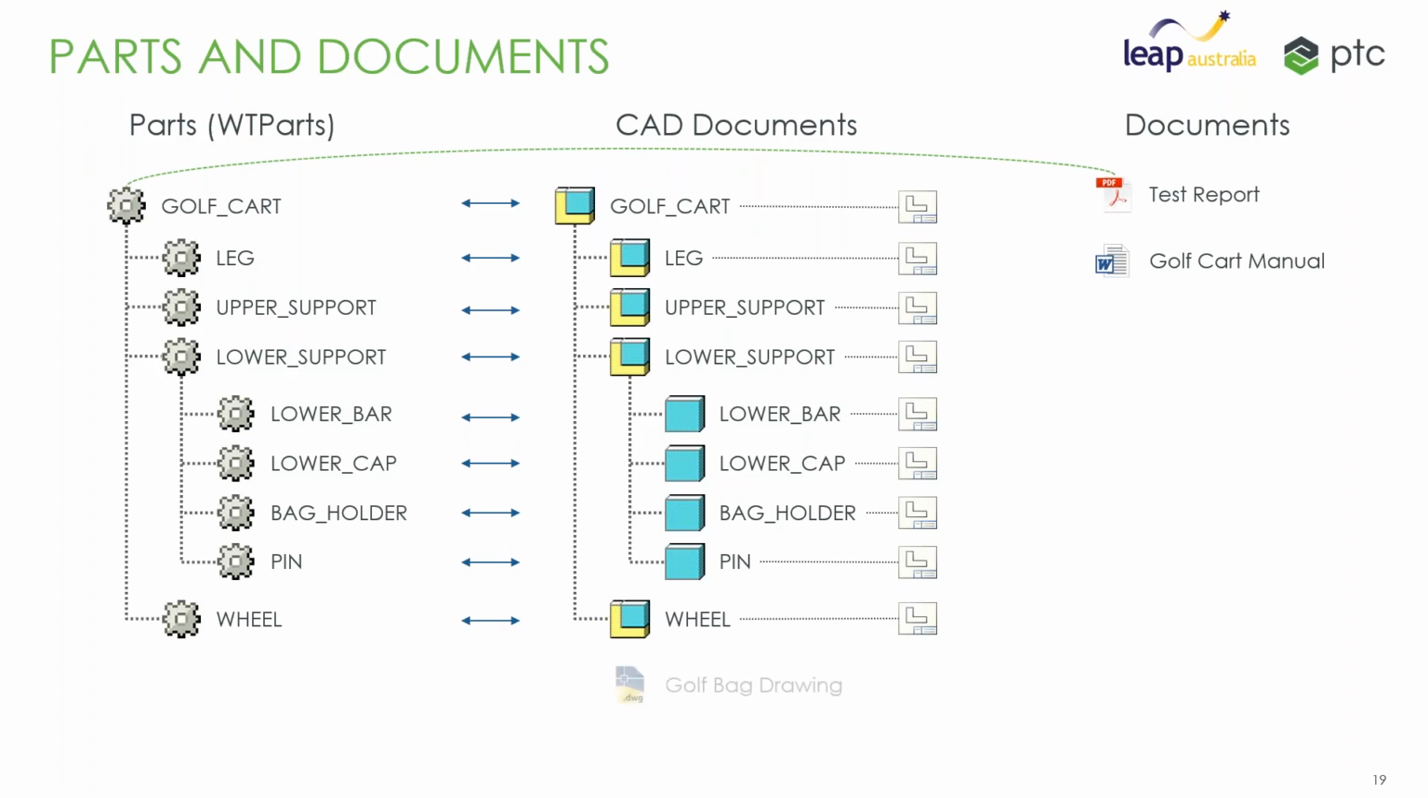But then we might have other bits and pieces. We might make golf bags in a separate division of the company, but they just do AutoCAD drawings. Still, we can manage that. We can check that in, and we can create a part for that. What we can start to do is build up a more complete bill of materials. We can take that golf bag part and add it into the golf cart structure. So now we've got essentially a multi-CAD structure in Windchill that isn't defined in one single CAD system.